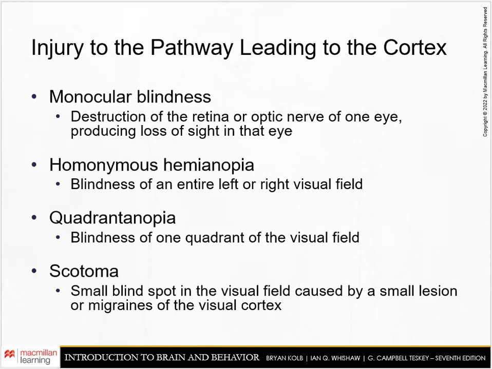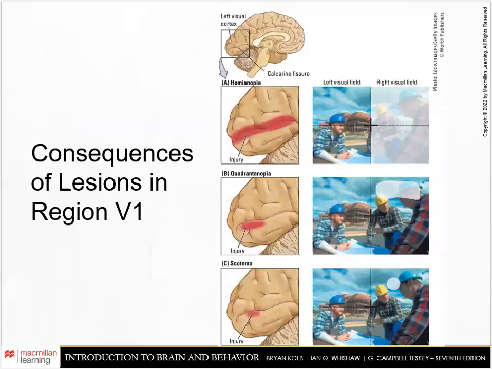Then there is scotoma. This is a small blind spot in the visual field that's caused by a small lesion or migraines of the visual cortex. Now, some of the consequences of lesions in region V1, that primary visual cortex. We can see some really nice examples here of what we were just talking about.